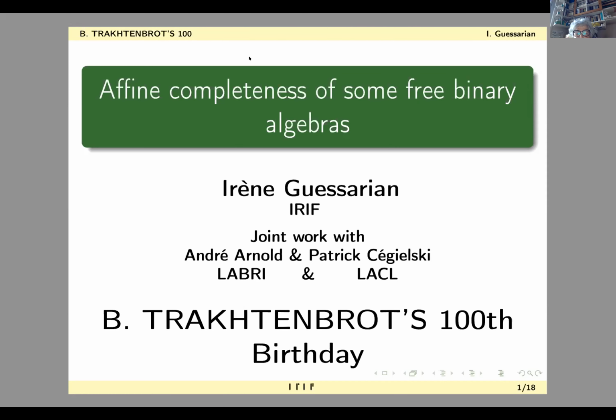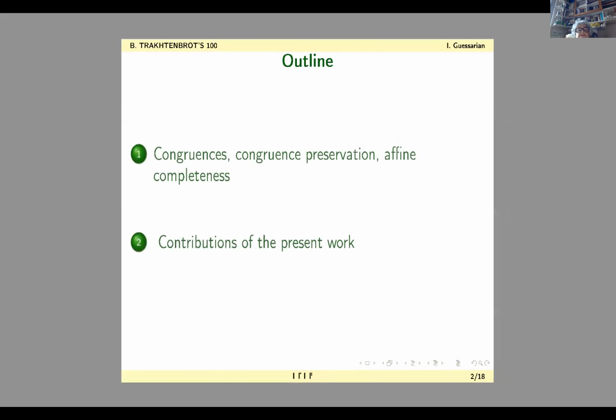Thank you, Alex. Thanks for inviting us. We are very happy to present our work in honor of Boris, who was a wonderful person. So this talk will consist of two parts. First, we recall what congruences are.